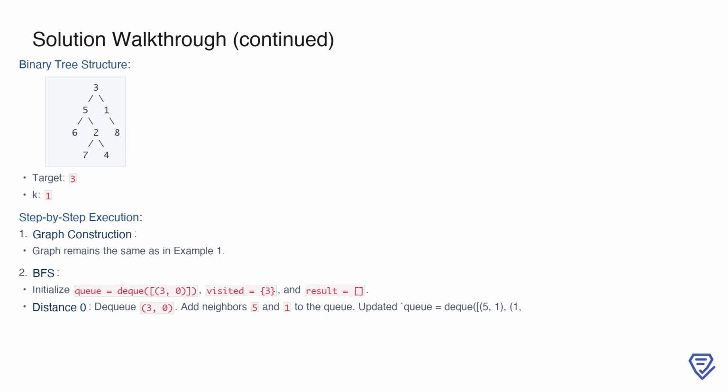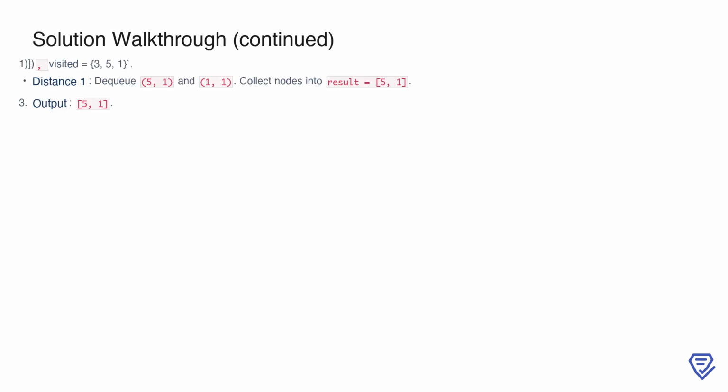At distance 0, we process node 3, adding its neighbors 5 and 1 to the queue. The queue becomes [5, 1, 1, 1], and the visited set updates to {3, 5, 1}. At distance 1, we process nodes 5 and 1, collecting them into the result list since their distance matches k. The result list becomes [5, 1]. There are no further nodes to process, so the output for this example is [5, 1].